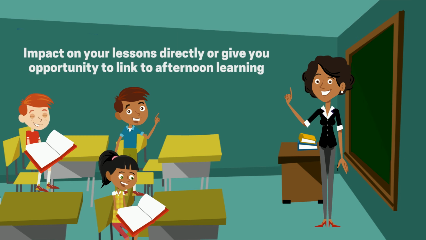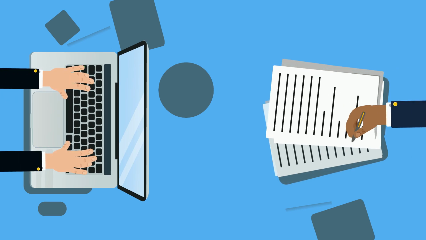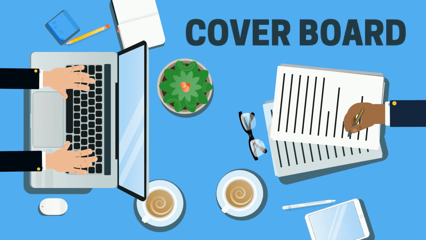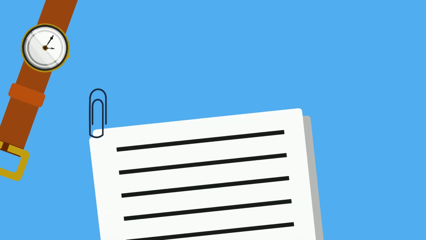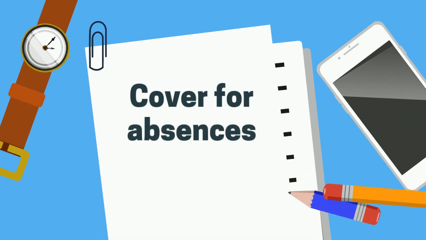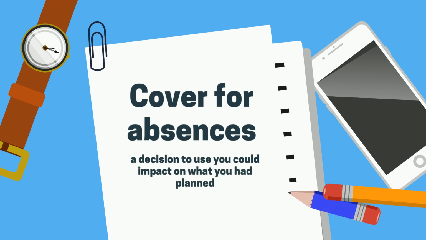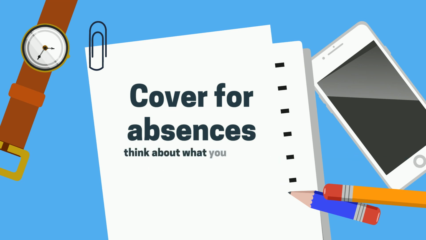There's also something that's quite critical, which I probably should have covered first because it might be either the love of your life or the bane of your life, and this is the cover board. Depending on how your school does cover, it might be electronic. There are a lot of TAs in school who cover for absences, and a decision to use you could impact on what you had planned. But it is an essential part of school life, so keep an eye out for it and think about what you need to do to prepare if you are on it.